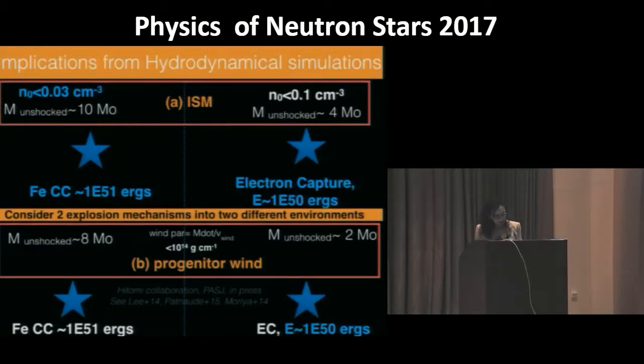So going back to our two scenarios that I mentioned, in terms of explaining the explosion mechanism, we explored the parameter space for these explosions using hydrodynamical simulations developed by Lee et al. And these two explosion mechanisms, I remind you, are the iron core collapse, 10^51 ergs, versus the electron capture, 10^50 ergs, here on the right side. And we explore two different environments: the uniform interstellar medium (ISM) at the top and a progenitor wind at the bottom. And the bottom line is that even though the electron capture low energy explosion has been favored by a number of studies, this result does not rule out yet an iron core collapse 10^51 ergs energy explosion, as long as we believe in an extremely low density for the interstellar medium, less than 0.03 particles per cubic centimeter, which is lower than in the case of the electron capture.